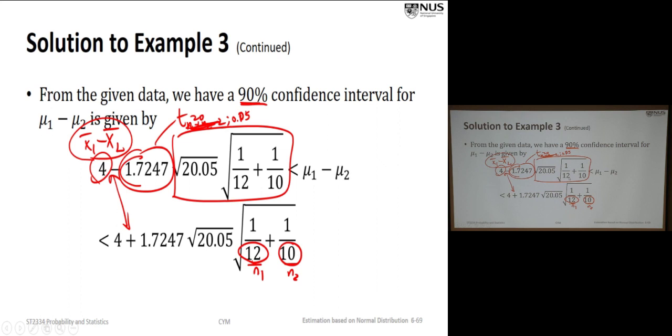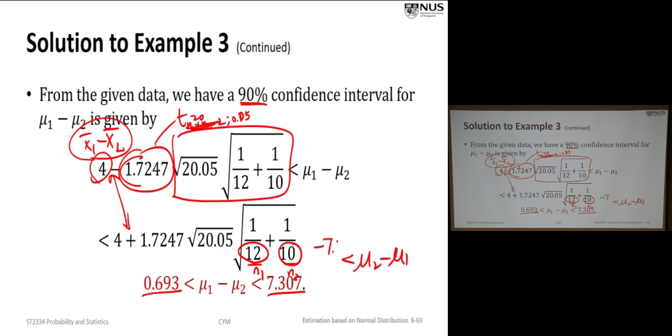All right, so substitute in, and you get the confidence interval for the difference, between 0.693 and 7.307. If you consider mu1 minus mu2, then this will be minus 4 instead of 4, and the rest is similar. So the answer will be minus 7.307 and minus 0.693.